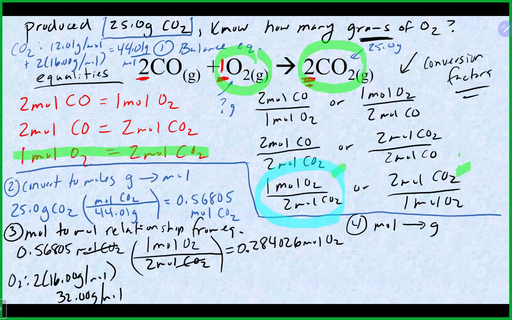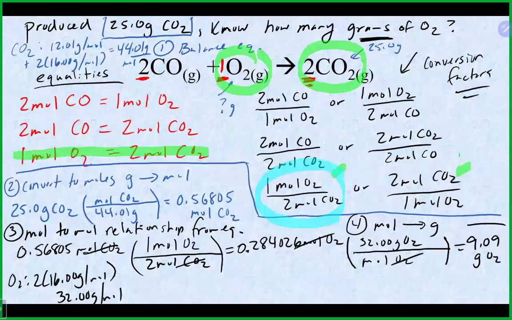So for the last part of my calculation, I'm just going to continue right there. I have moles of O2 up on top. I'm going to do moles of O2 on the bottom so they cancel. A little 32 grams of O2 up on top there. Moles of O2 will cancel. And now we multiply by 32. And we end up with something like 9.09 grams of O2 in this case.